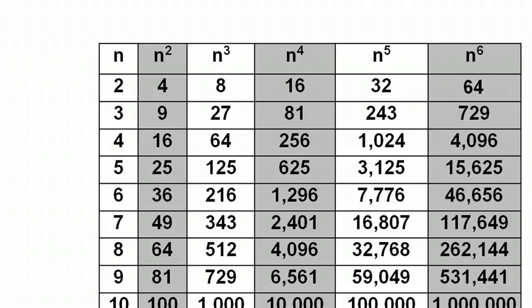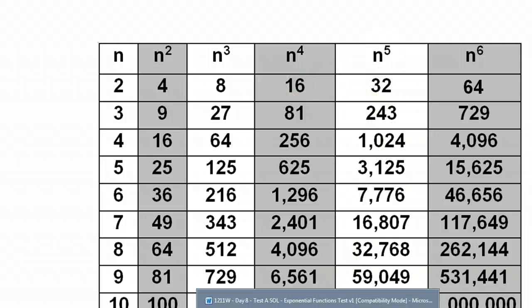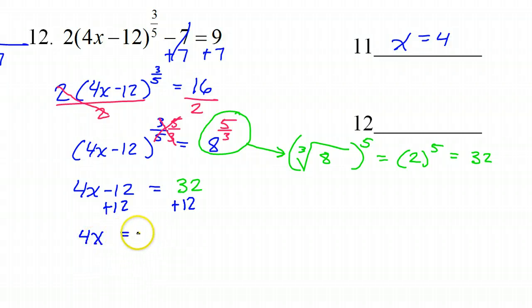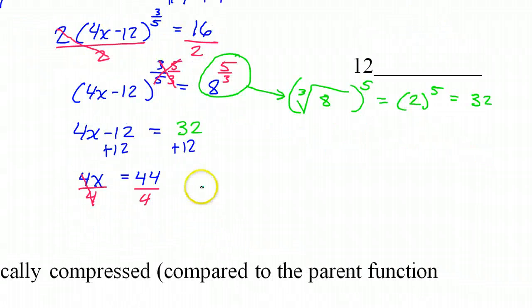If you didn't know any of these things, you can get it off the chart. The cube root of 8 is 2, and then 2 to the 5th power is 32. Alright, so that means this thing is really 32. So we can just bring that on down and continue with the problem. So, time to add 12 to both sides. So that'll give us 4x is equal to 44. And then we would divide both sides by 4. And that gives us x equals 11.